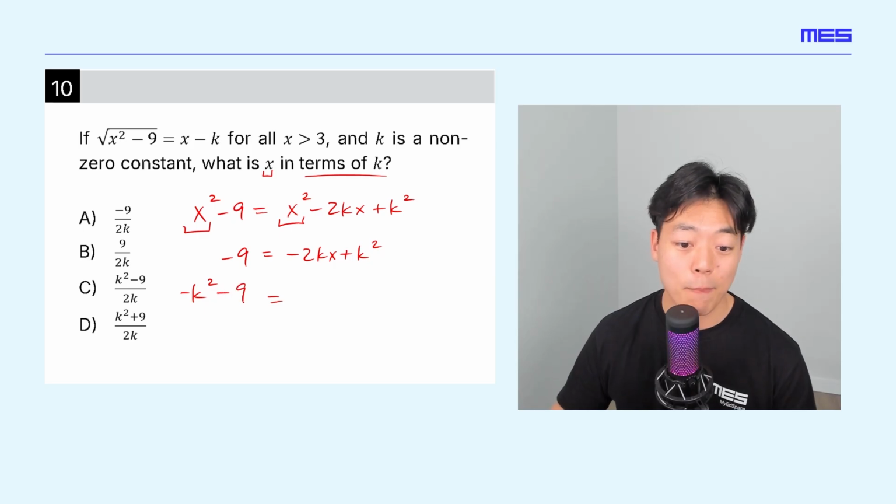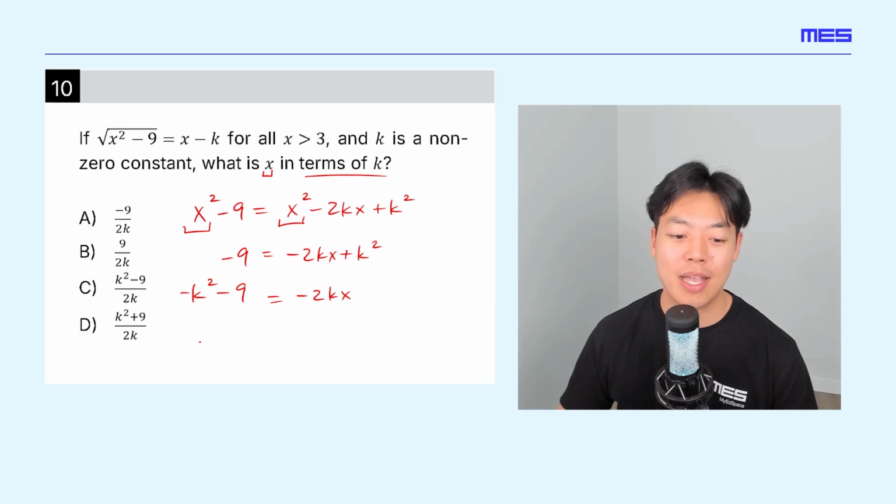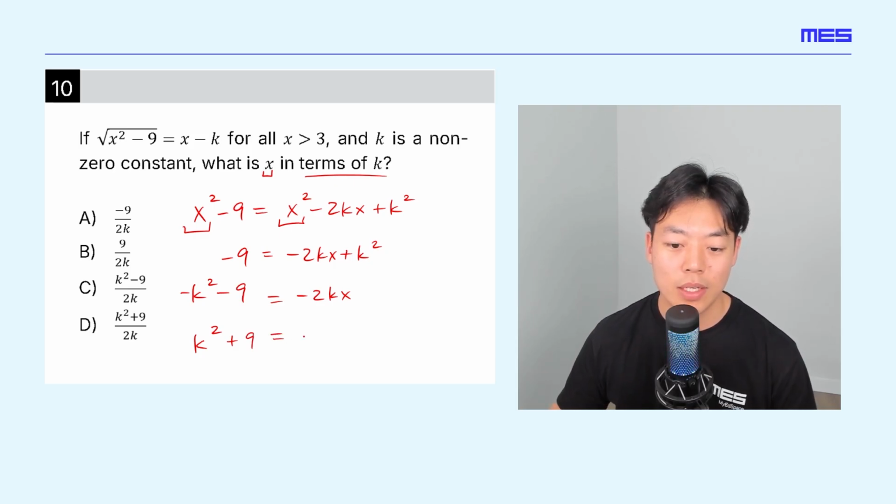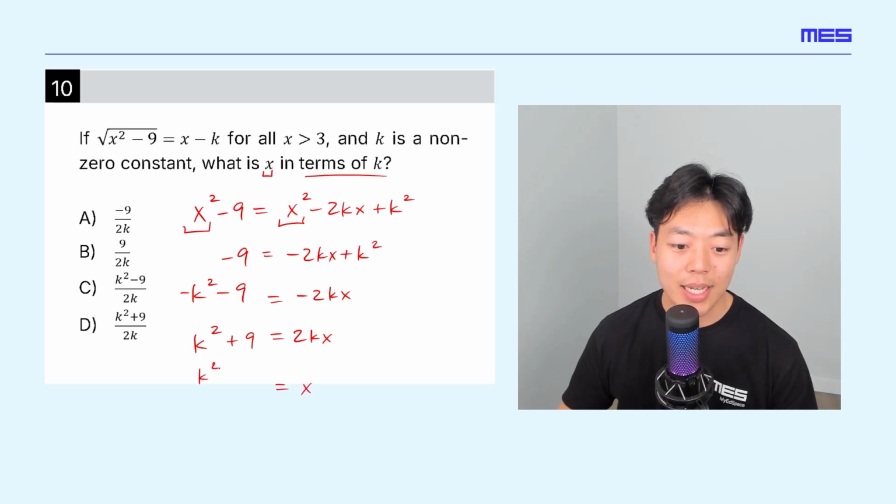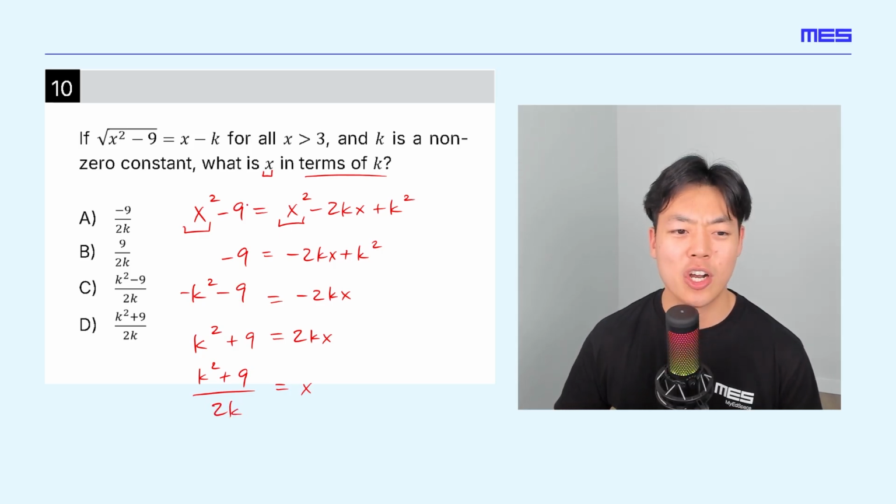Negative k squared minus 9 is equal to negative 2kx. Notice how everything is negative? Let's make everything positive. So I have k squared plus 9 is equal to 2kx. So then here we'll have x is equal to k squared plus 9 all over 2k. Let's check our work here really quick.